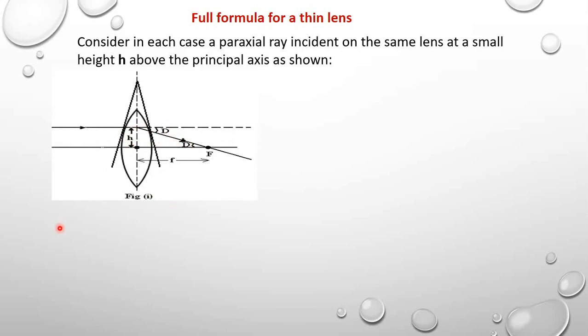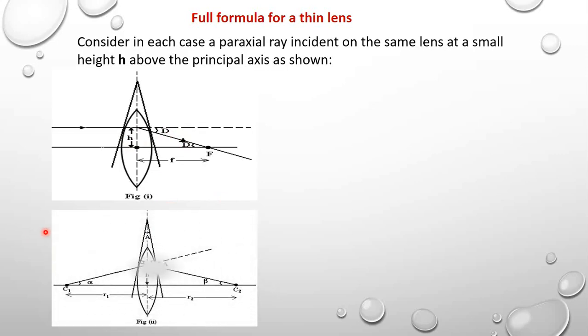Then in the second case, we're going to consider a ray from the center of curvature, meeting the lens and then being refracted to the second center of curvature. Remember, for a convex lens, there are two centers of curvature. So you have C1 and C2, those are the centers of curvature of that lens.